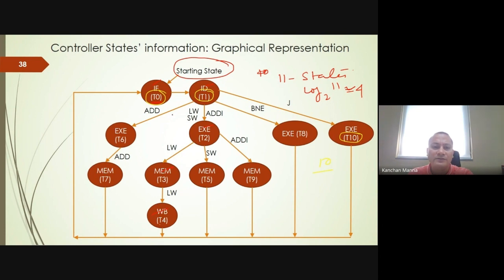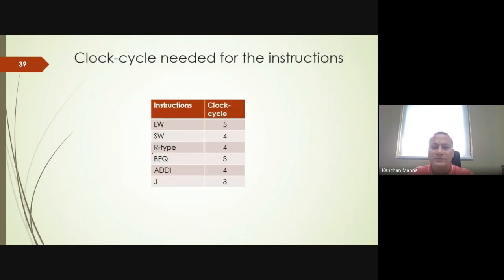Similarly for, let's say, add, we have 1, 2, 3, 4. And to execute each state operation, we need one clock cycle. So in this way, LW will take 5 clock cycles to finish its execution. This add will take 4 clock cycles. Similarly, SW is also taking 4 clock cycles. However, BNE is taking 3 cycles, and J is also taking 3 cycles. So for these 6 instructions, we need this many clock cycles to finish execution.